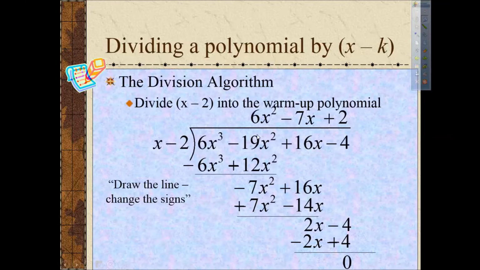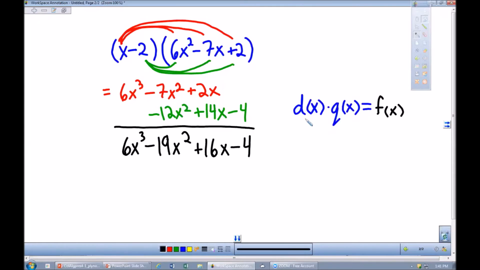All right, what does this tell me? It tells me that if I were to multiply x minus 2 times the polynomial 6x squared minus 7x plus 2, I would get the polynomial 6x cubed minus 19x squared plus 16x minus 4. Here's a quick illustration of what I mean. When I multiply the divisor polynomial times the quotient polynomial, I do get back to the original polynomial that I was dividing, 6x cubed minus 19x squared plus 16x minus 4.